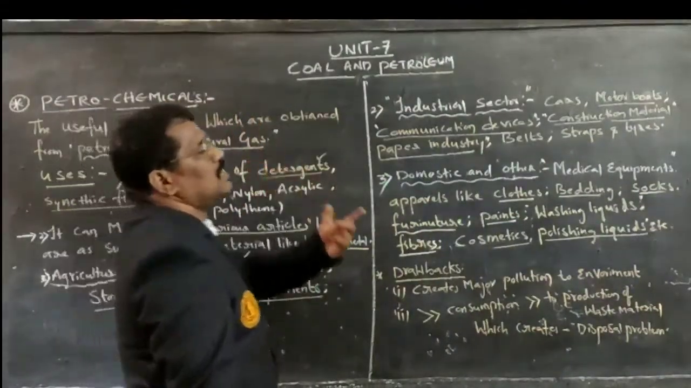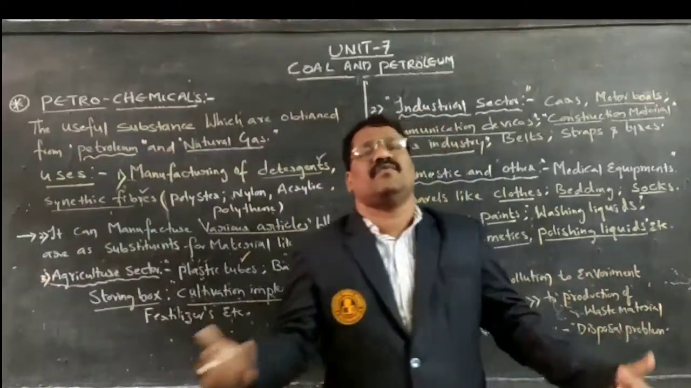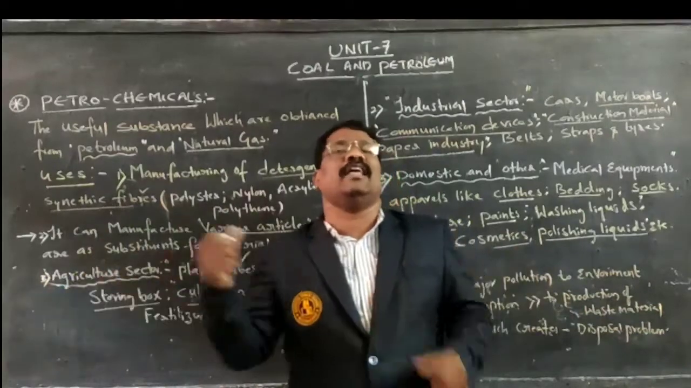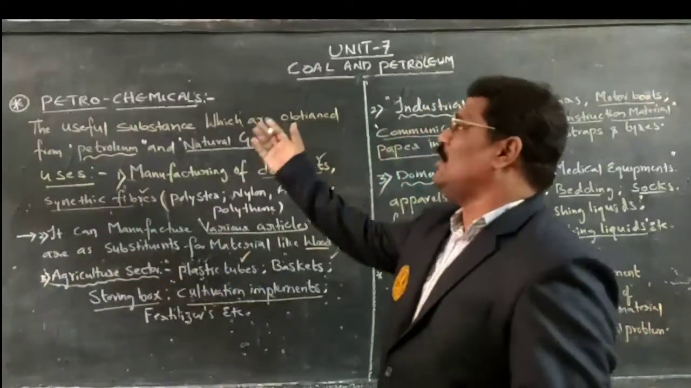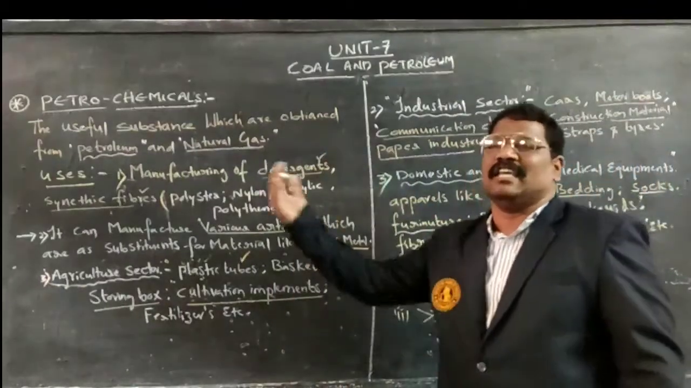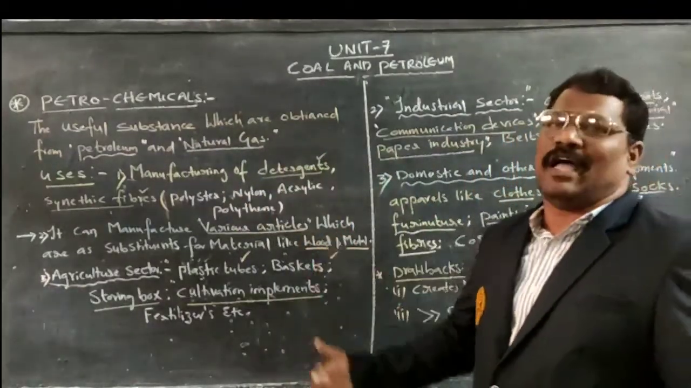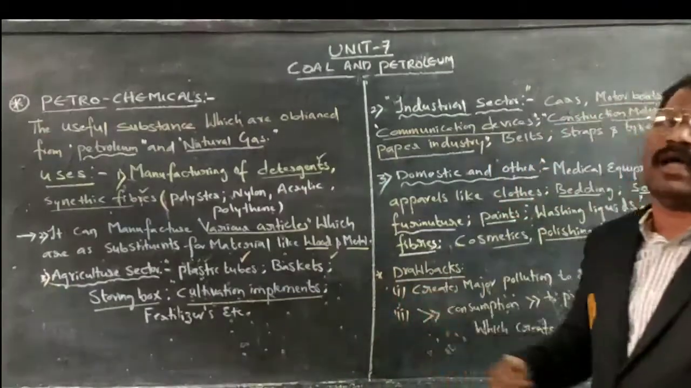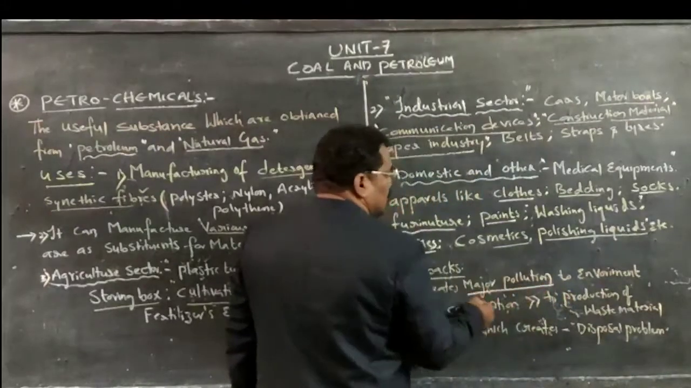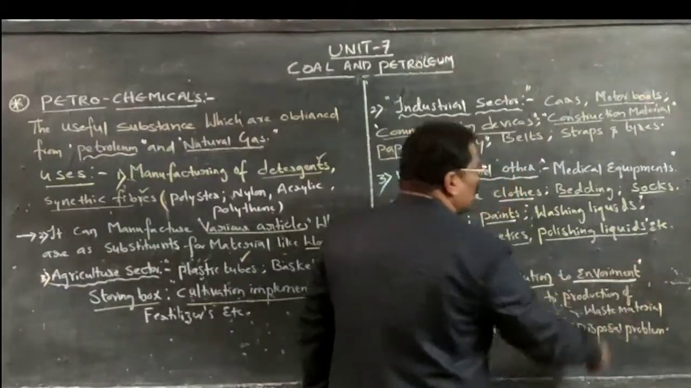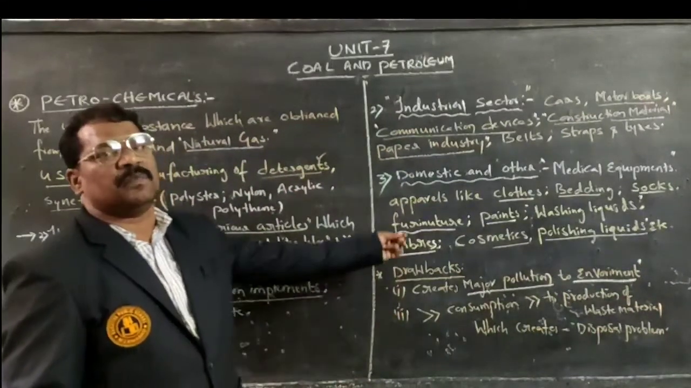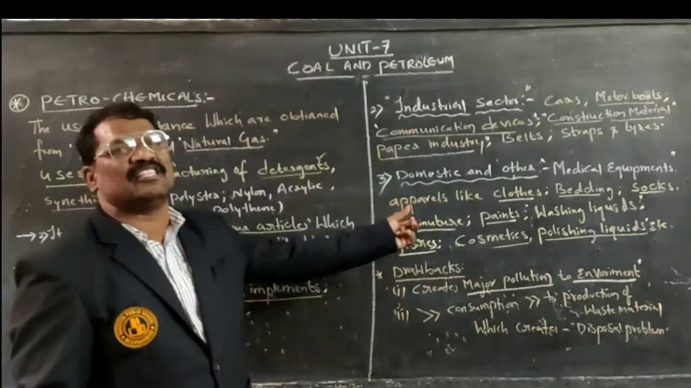This is understood clearly: as science and technology develop and modernization gradually increases, the usage of petrochemicals is increasing day by day. As it is increasing, it also has certain limitations or drawbacks. First limitation is that it creates pollution to the environment. The decay of this petrochemical product cannot happen soon.